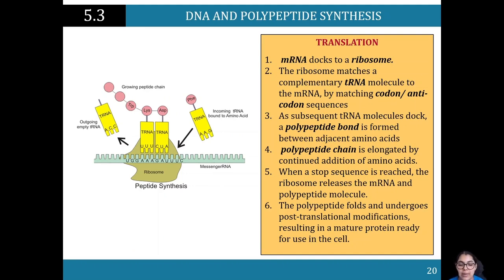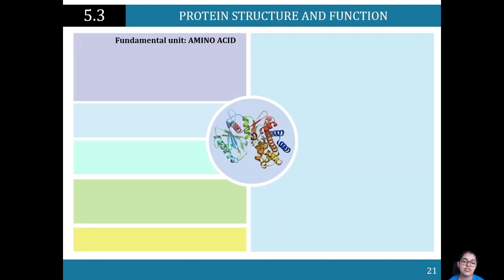Once that happens, the ribosome releases the RNA. So once that stop sequence is reached, the ribosome here is going to let that mRNA go, and it is going to also release this polypeptide molecule over here. And as a result, then, this polypeptide molecule is going to fold over in different shapes. It's also going to undergo post-translational modifications, and then that will result in a mature protein being ready to use in the cell. So, protein structure and function.